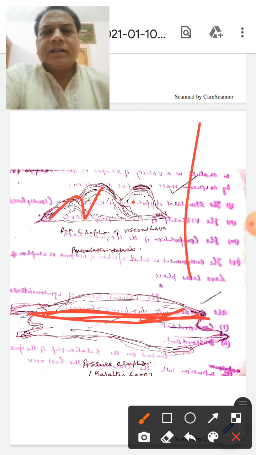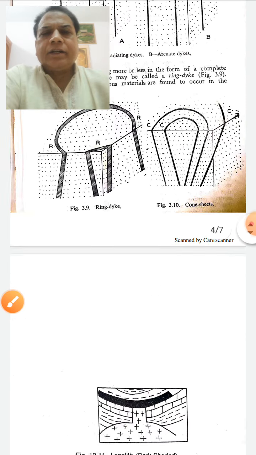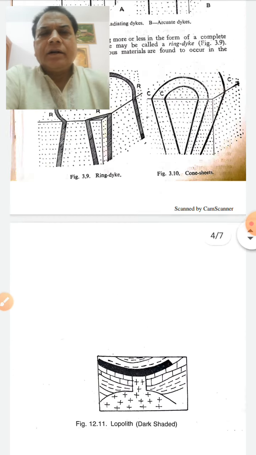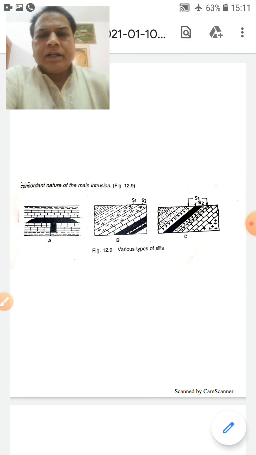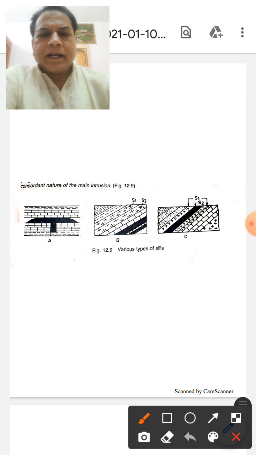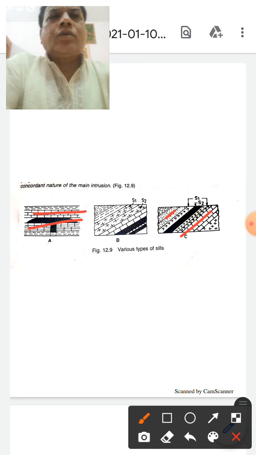The first is the sill, right? Sills are in the category of concordant bodies, as you can see here. These are parallel to the bedding planes. So as such, when we say sills, the sills are igneous intrusions that have been injected parallel along or between the bedding planes of a sedimentary sequence.